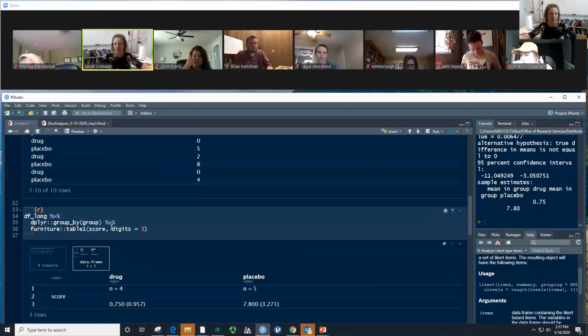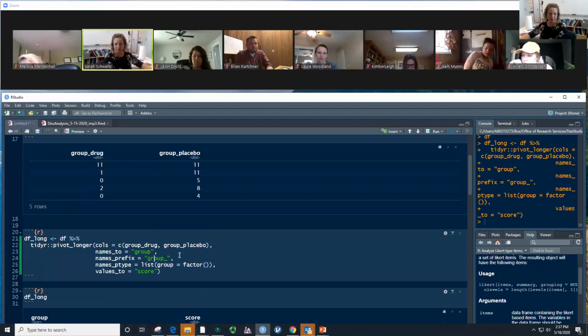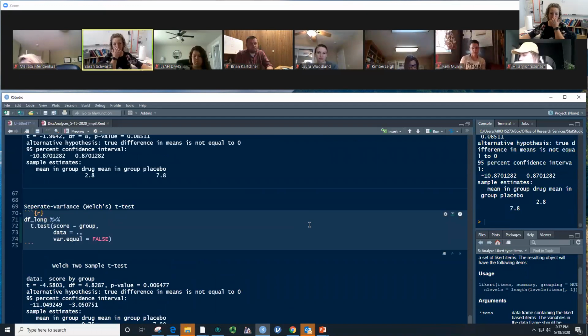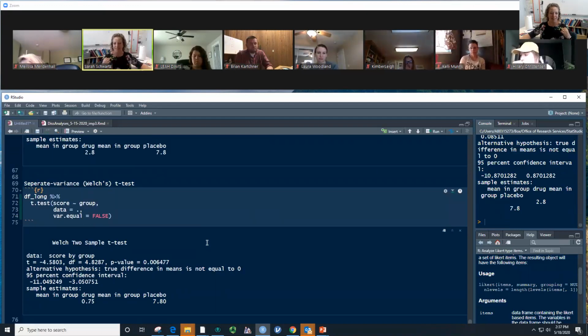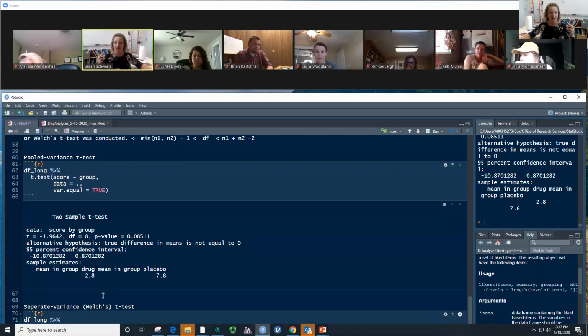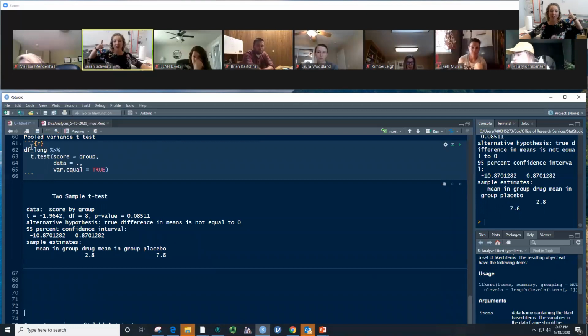I'm going to go put that data back in there. Actually, I can come down to the bottom and run all chunks above. Okay, so we do Levene's test to help us decide which type of t-test to do. Then we run the actual t-test. So there's a two-step process: Levene's test to decide what kind of t-test, and then actually do the t-test. So how would we write these results?